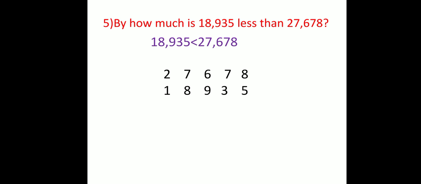27,678, 18,935. Okay. Now, put the minus symbol and start subtraction. Always start from the right side only, that means from the ones digit. Now, 8 minus 5 equals 3. Next, 7 minus 3 equals 4.